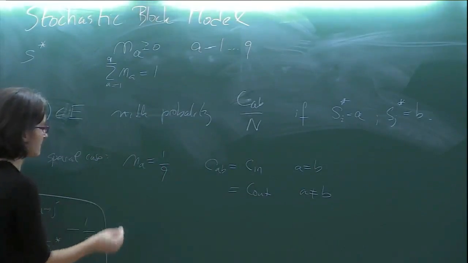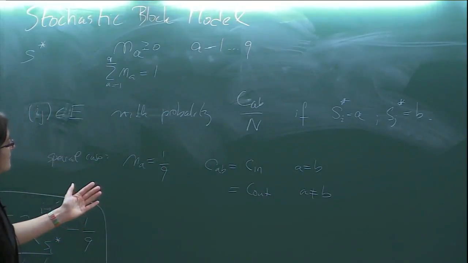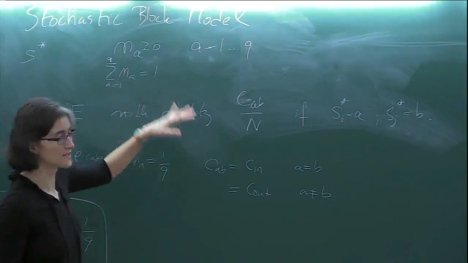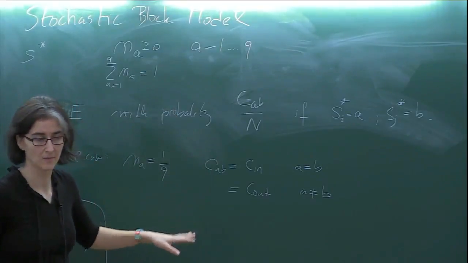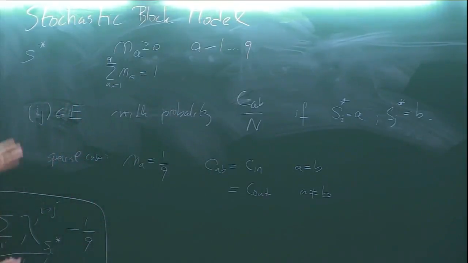So you see that both coloring and planted coloring are special cases of this stochastic block model. Okay, now why is this one somehow more intuitive?